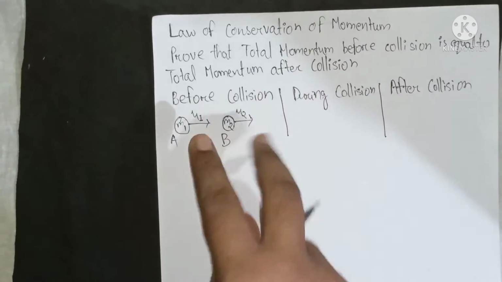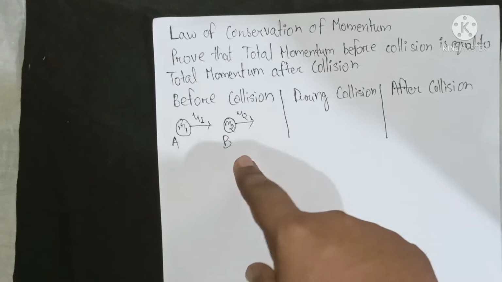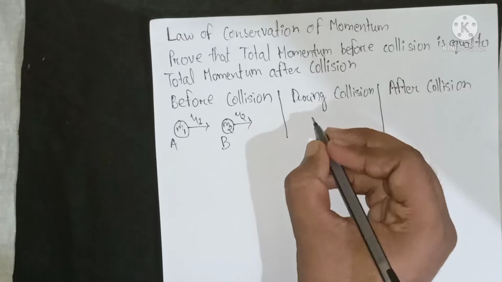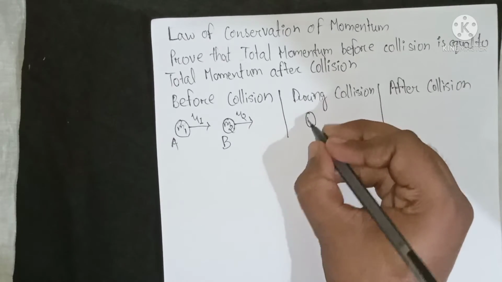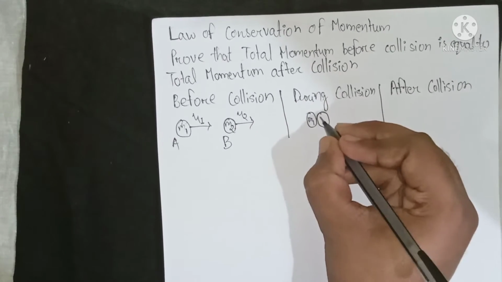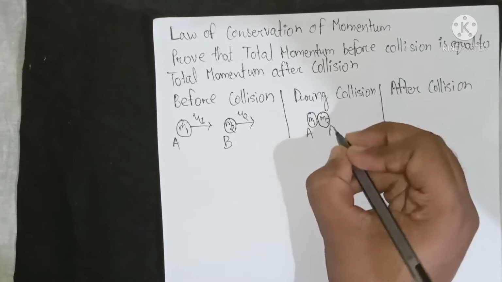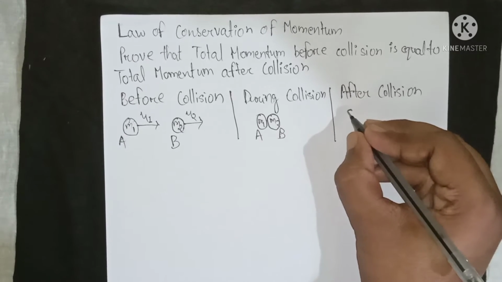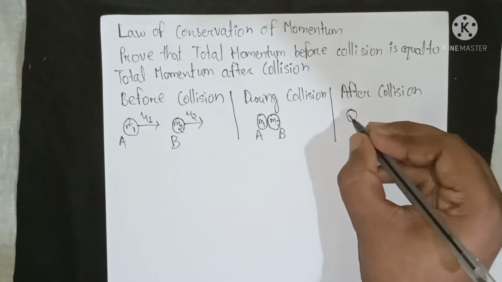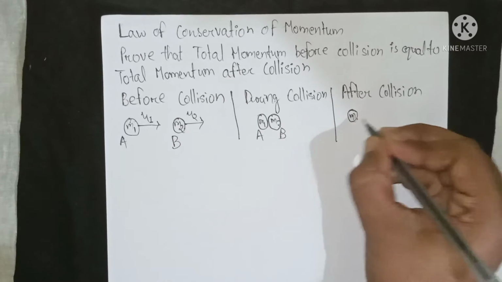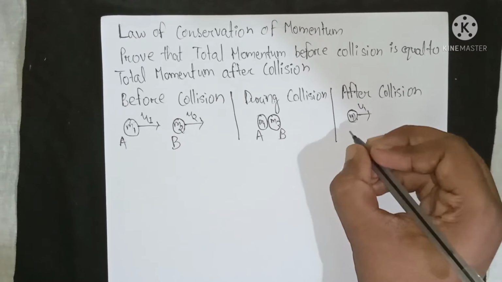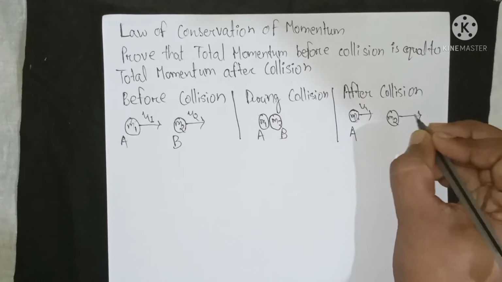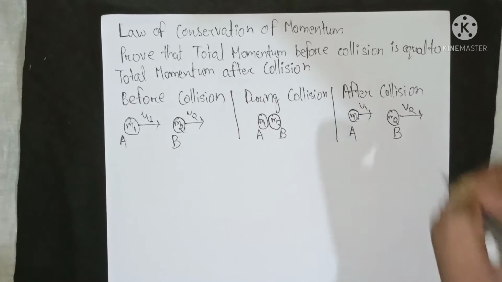During collision means when they two crash. Because the initial velocity of m1 is greater than the initial velocity of m2, they will collide after some time. It means that m1 touches m2, A touches B, and then m1 will have some final velocity v1 as A, and m2 will have some final velocity v2 as B.